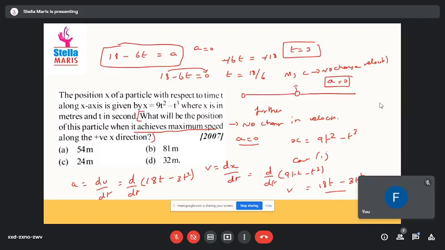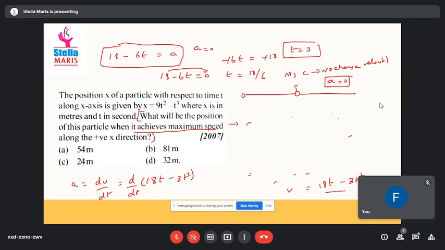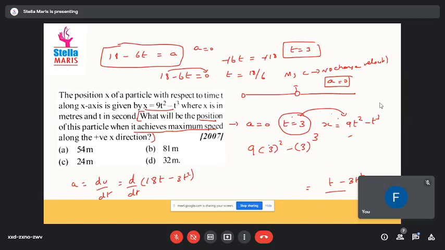So when acceleration is equal to 0, time is equal to 3. Now you need position. The position equation is given here. So substitute t is equal to 3 in the position equation, x is equal to 9t squared minus t cube. So 9 into 3 squared minus 3 the whole cube. Option A, 54 meter. Very good. Option A is the correct answer.